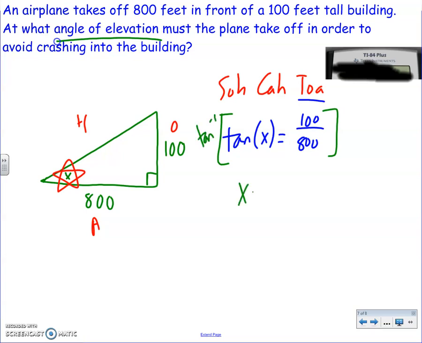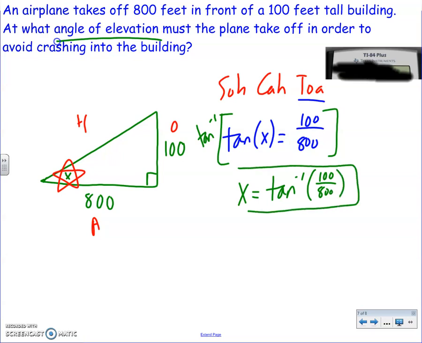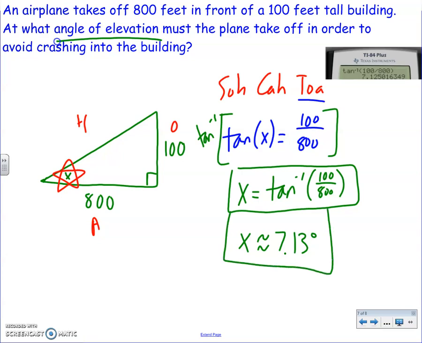So you get the left side is x, the right side is going to be tan inverse of 100 over 800. And you can reduce if that's your final answer, but we'll leave it like that. If we know the calculator, you leave it like that after reducing, but they usually want the actual decimal because it makes more sense. So if I type in the calculator, x is about, and I'm rounding to 2 decimal places, 7.13 degrees. All right, so as long as it lifts off at least at a 7.13 degree angle or higher, it will be above the building and not crash into it.